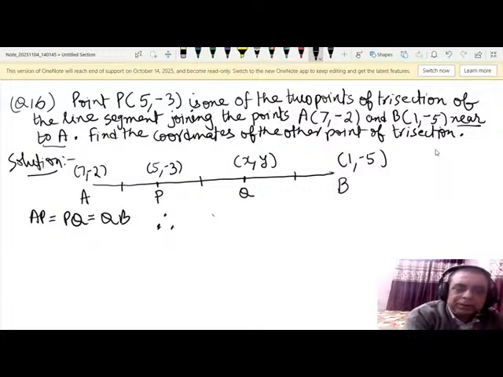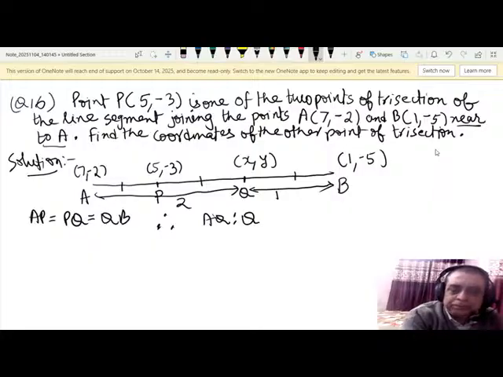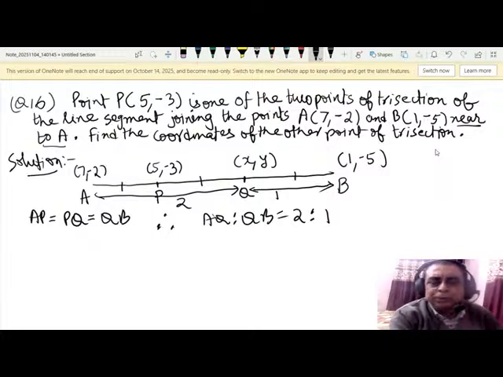So this point Q divides the join of A and B in the ratio 2 is to 1. This part is 2 times bigger than QB. So AQ is to QB is 2 is to 1. So this is the ratio in which Q is dividing the join of A and B.